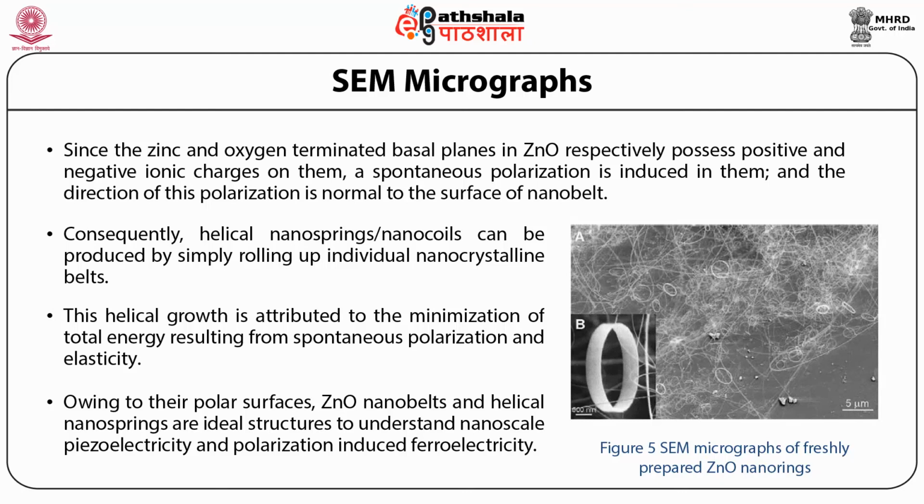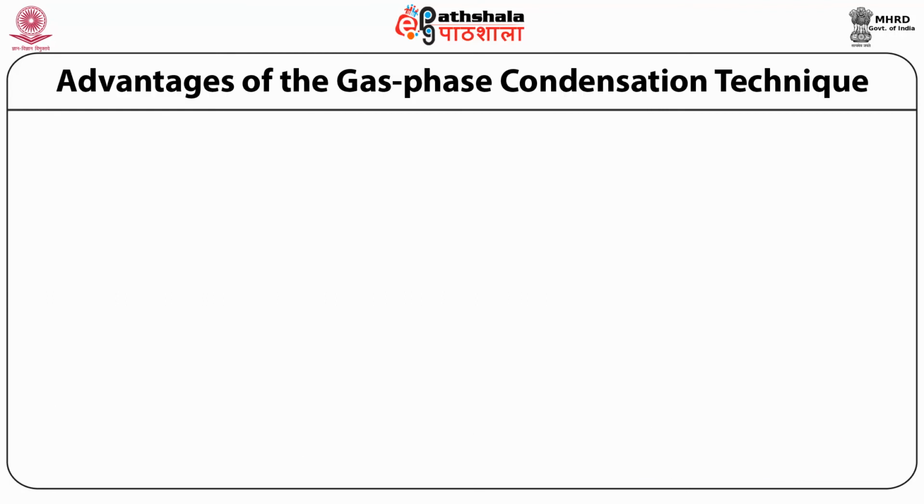We can see in the figure that the diameter of the ring was found to vary between 1 micron and 4 micrometer. Ring thickness varied between 10 nanometer and 30 nanometer, and width of the ring shell is about 0.2 to 1 micron. The quantity and quality of the produced oxides depends upon the reactants as well as the temperature of the reaction chamber. Let us next discuss the advantages of the gas phase condensation technique.